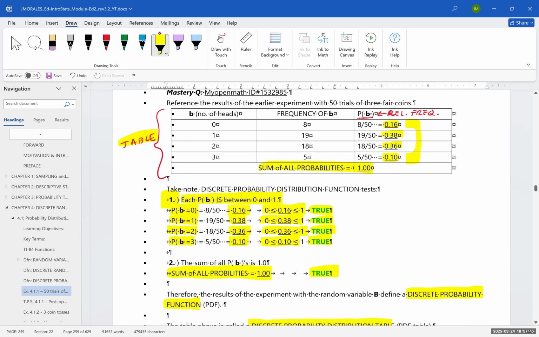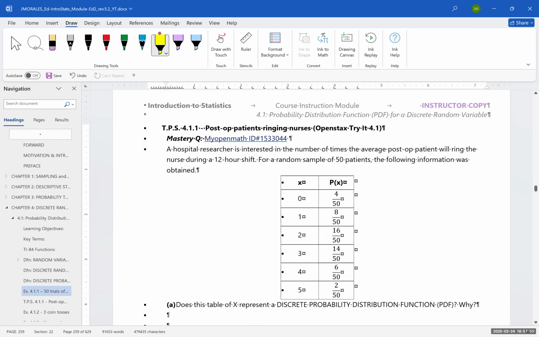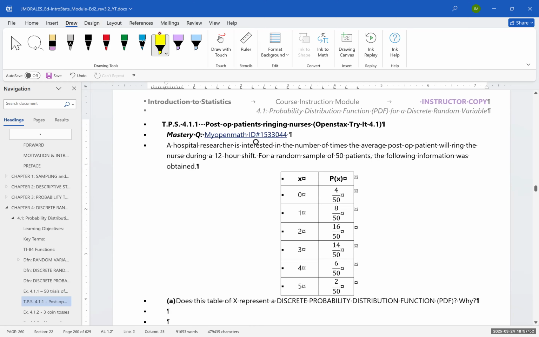All right. So let's move on to this think, pair, share. I'd say at this point, go ahead and pause the video, try this on your own, and then unpause and let's see how you do.